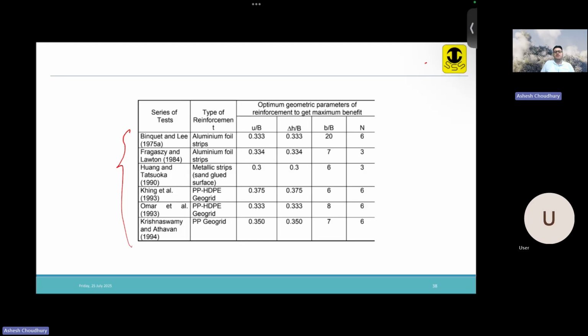Now b by B is the extent width of the reinforcement that you are placing. That also varies from 6, 7, 8 to around 20. Then N is the optimum number of layers. The maximum is 3, 6, some researchers 6, some 3. Like this, it is varying. So when you want to use this at some site, first you have to do some simulations or numerical analysis. Then you have to find out the optimum: what should be the depth of the reinforcement, the spacing of the reinforcement, the width of the reinforcement, the number of layers, all this.